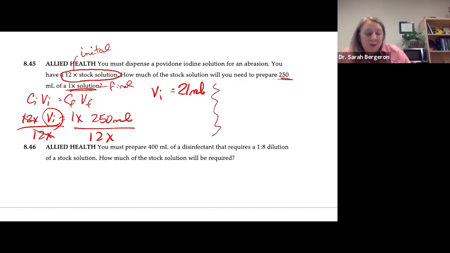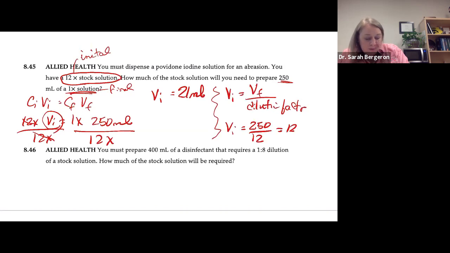The other way that you can do it is if you know your dilution factor. In this case, we know that our dilution factor is 12 because it's a 12x solution. So to get our initial volume that we need, we do our final volume divided by the dilution factor. And so what do we get? We get 250 divided by 12, which is 21, not 12. It's the same thing. Doesn't matter to me how you do it.